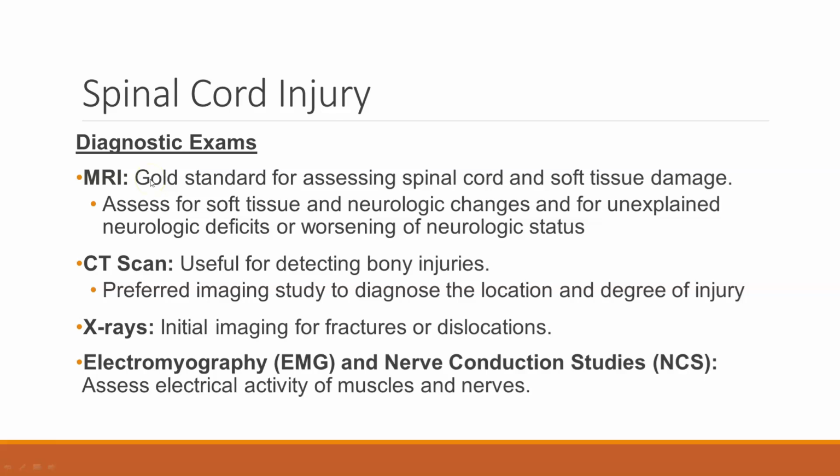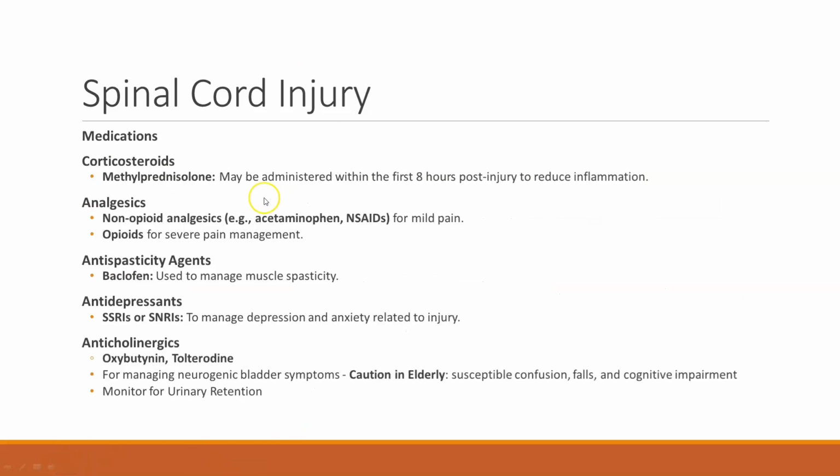Again, we've talked about the expected diagnostic exams. MRIs are pretty much the gold standard. We're looking at the spinal cord. We're looking at the soft tissue damage. We can use CT scans, especially if we're looking at bony injuries. X-rays, EMGs, nerve conduction studies to see how well electricity is traveling down those myelin sheaths to allow us to see whether or not we are having a response.